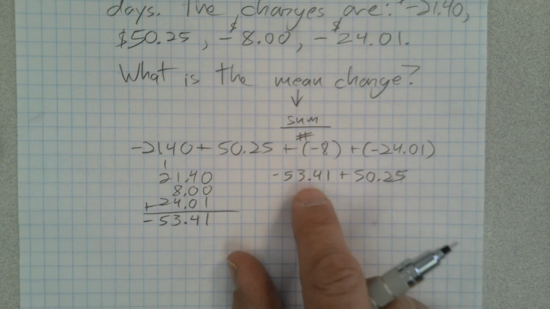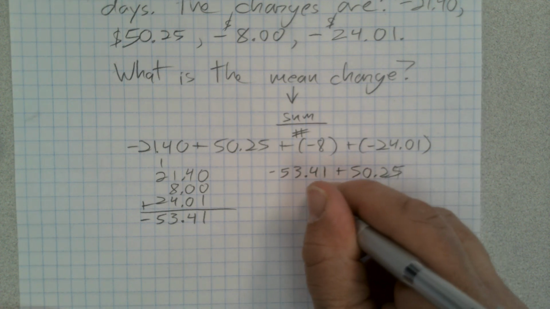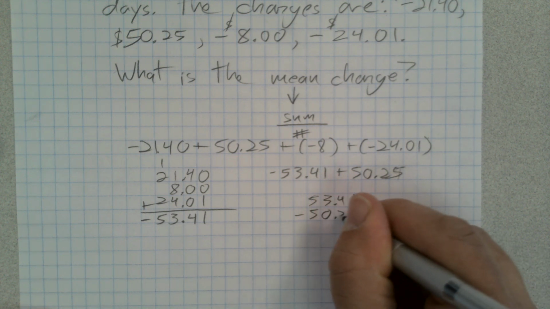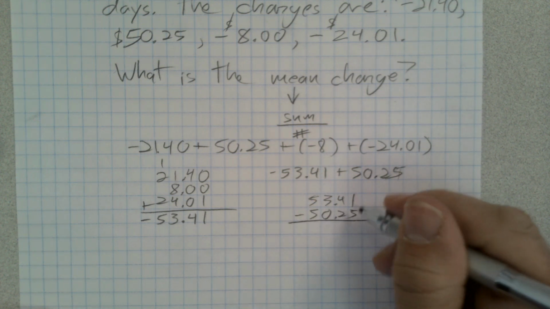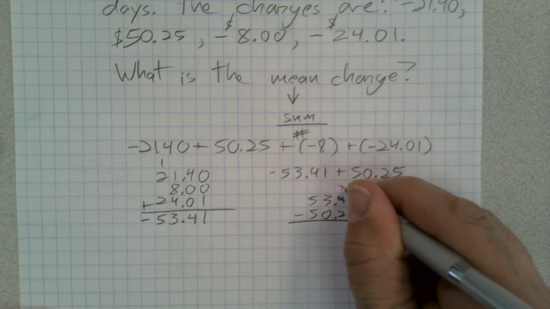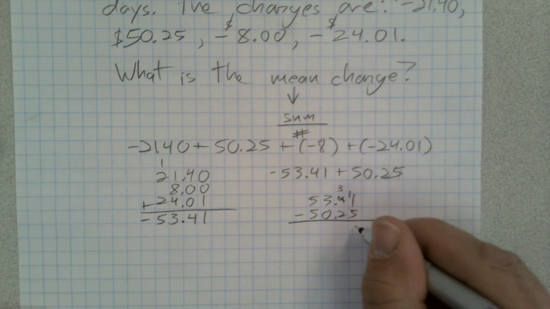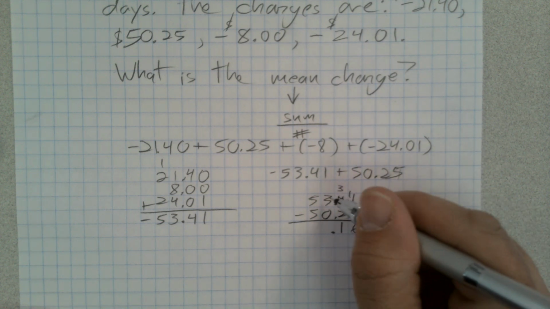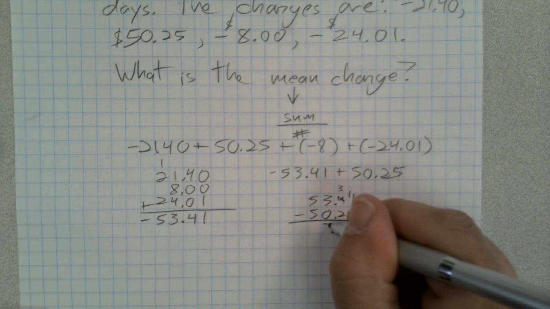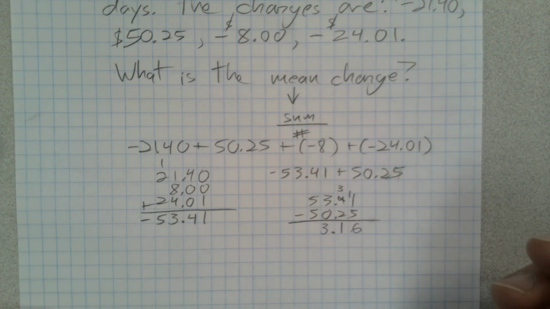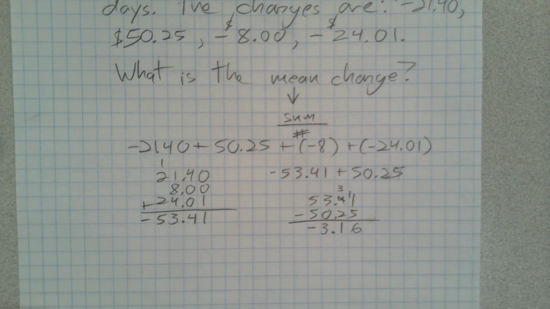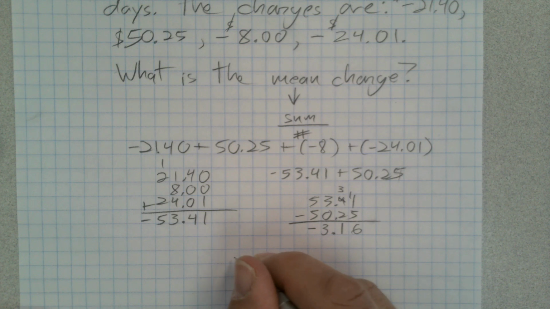I'm going to set up the larger absolute value on top. So that's going to be 53.41 minus 50.25. We cannot take 5 from 1. I borrow from the 4. That becomes a 3. This becomes an 11. 11 minus 5 is 6. 3 minus 2 is 1. Bring down your decimal point. 3 minus 0 is 3, and 5 minus 5 is 0. And since my greater number was negative, this is going to be a negative 3.16.